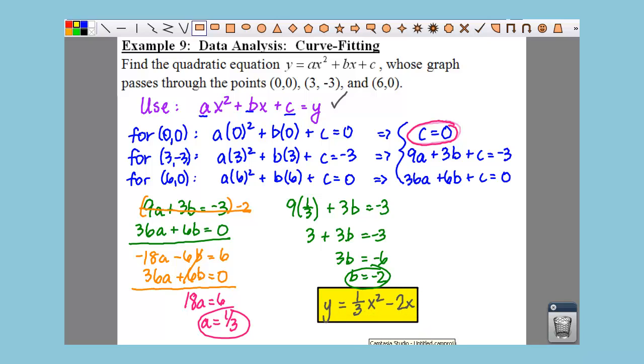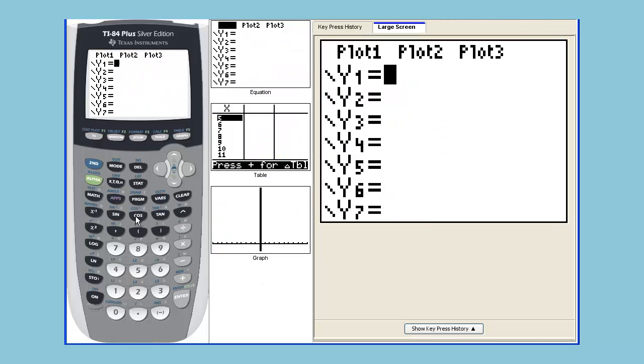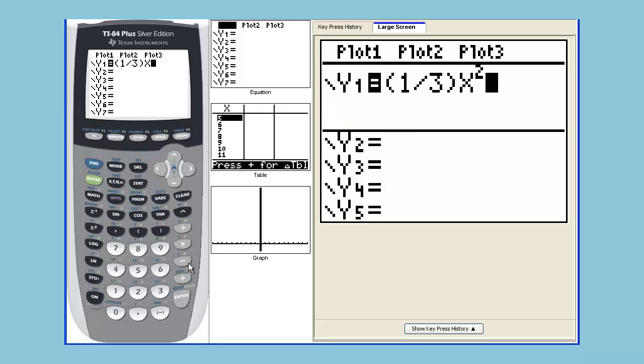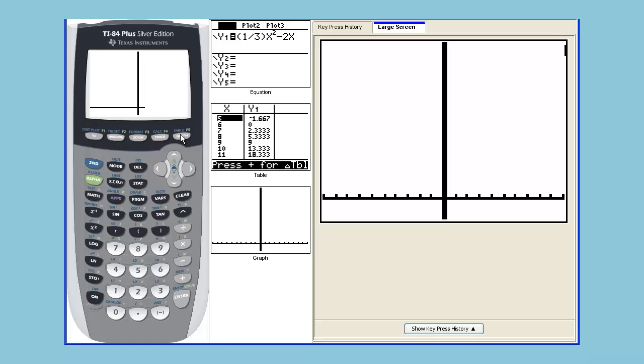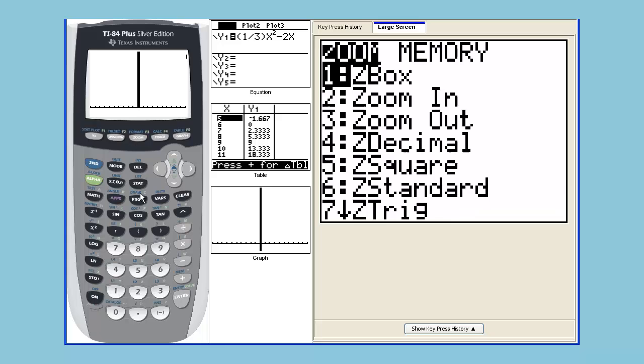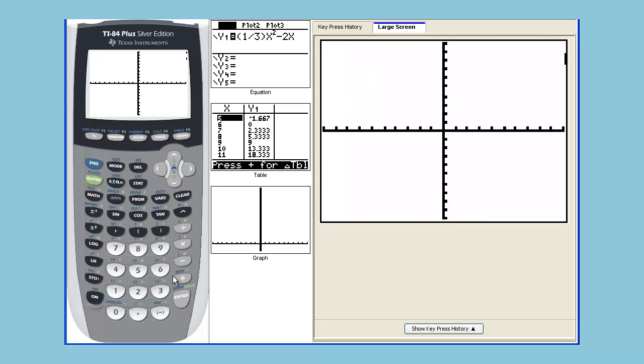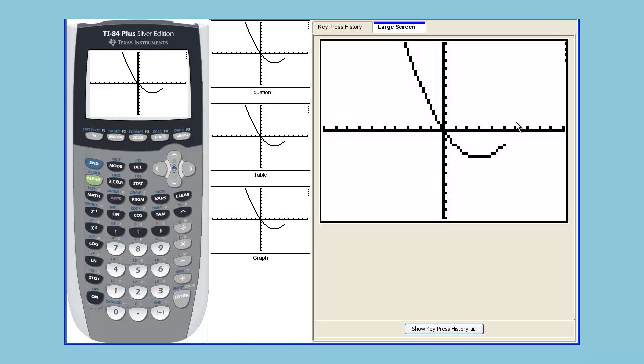So if you were to plug this back into a graphing calculator, it should actually go through all your points. So you put 1/3 x squared minus 2x. Here is your graph, which we probably better put on standard zoom 6. And notice it goes through (0, 0). It goes through the point over 3, down 3, and it also goes through (6, 0). I don't know why it doesn't keep going up, but it should continue going up. So that is how you're going to write an equation.